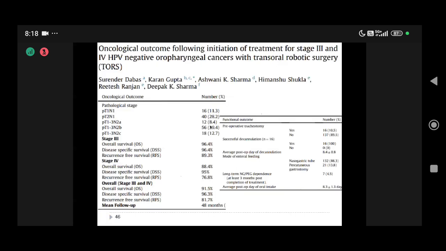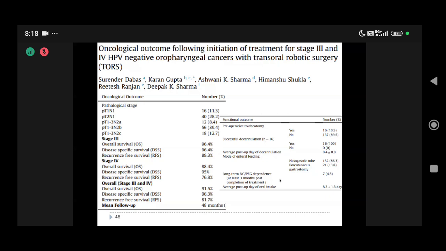Subsequently, we did another study and we included stage 3 and stage 4 HPV negative oropharyngeal cancers. These were the cancers which were T1, T2s, but they were N positive. And again, we evaluated that if we do transoral robotic surgery and give these patients stage appropriate adjuvant treatment, can we improve oncological outcomes in this subgroup of patients as well? A lot of people said that you basically use tri-modality treatment in 1/3 of these patients.